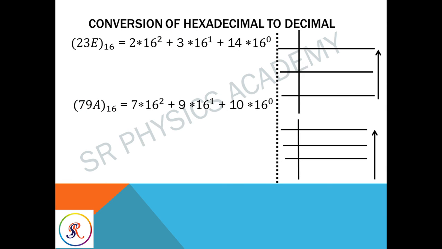Next we will take conversion of hexadecimal to decimal. In this case, we know that hexadecimal means, what is the base value here? It's 16. So which number do we have to multiply with? 16. Okay. So 23E, again the same process.